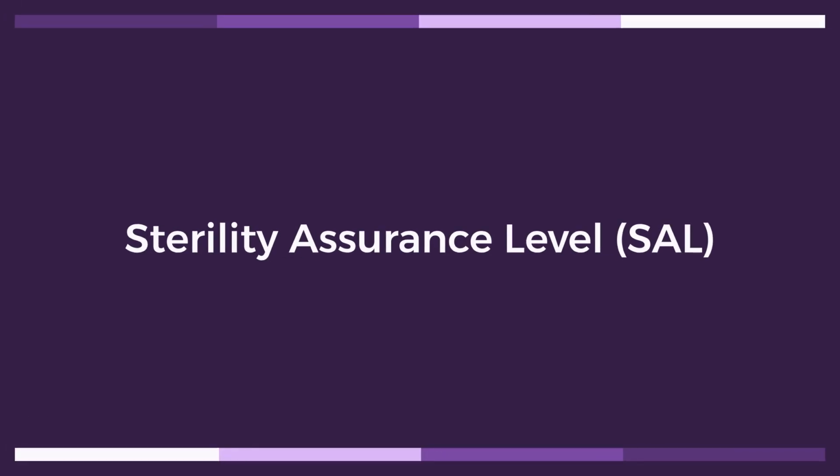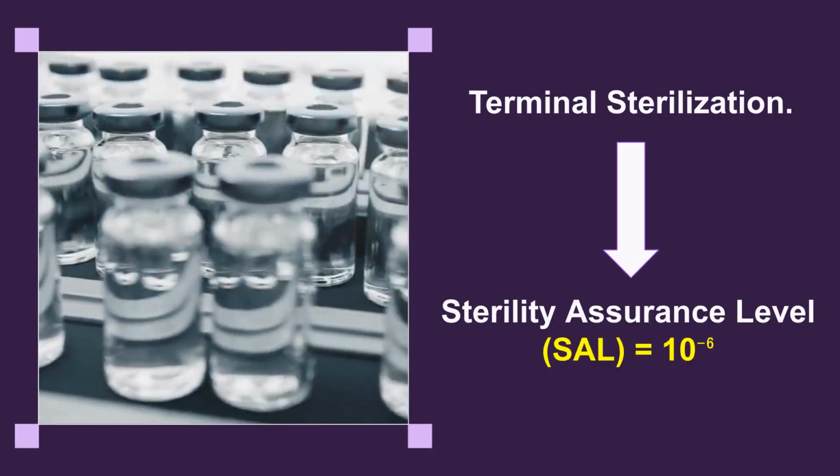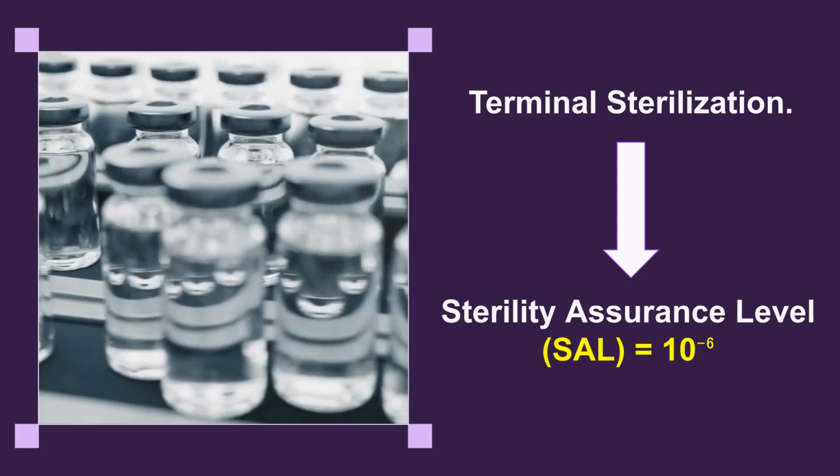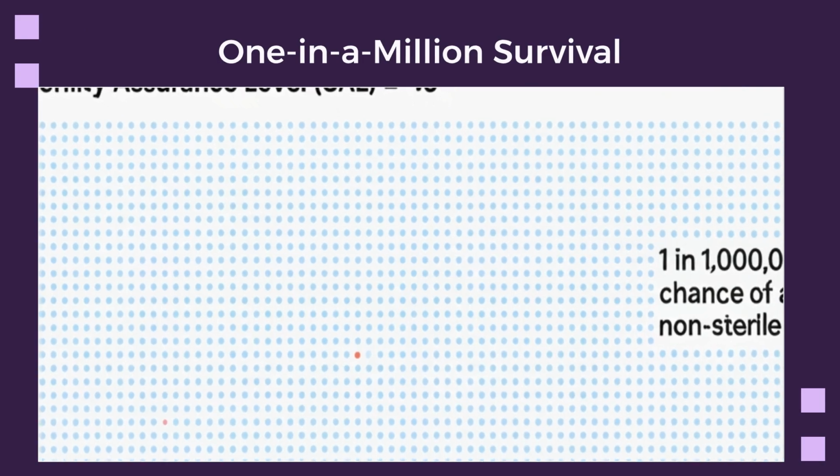And what's the ultimate target? The sterility assurance level. Global pharmacopoeias and GMP require an SAL of 10 to the power of minus 6 for terminal sterilization. That's less than a 1 in a million chance of a non-sterile unit surviving.